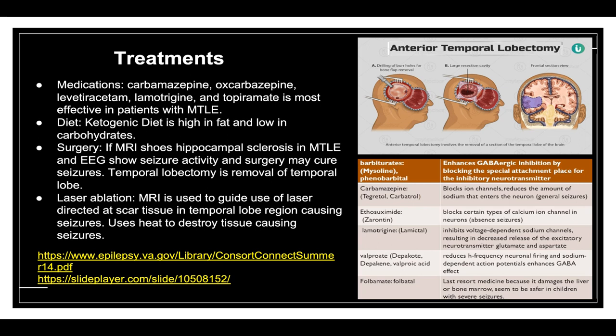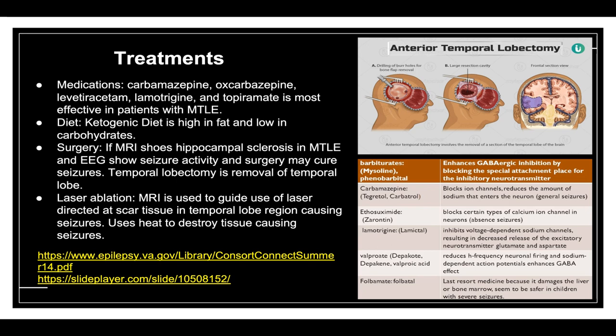If you look at the image on the right bottom side, you can see how I've listed the medications used to prevent or treat epilepsy. So as I said, carbamazepine blocks ion channels, reduces the amount of sodium that can enter the neuron. And then there is ethosuximide, which blocks certain types of calcium ion channels in neurons in absent seizures or epilepsy.